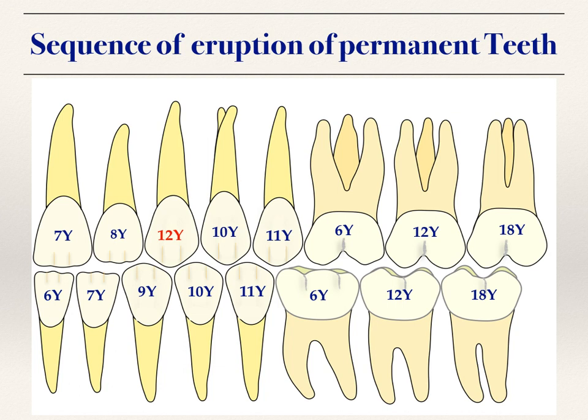And so the mandibular first permanent molar erupts at 6 years, and plus another 6 years, the mandibular second permanent molar erupts at 12 years, and plus another 6 years, the third molar erupts at 18 years.